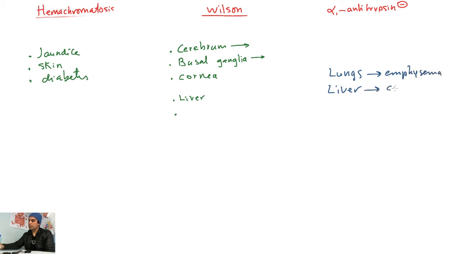In liver it will cause cirrhosis. So whenever you think of antitrypsin deficiency, you're going to think of two things: emphysema and cirrhosis, hepatic cirrhosis. This is more common in children. Now let me give you something as a differential diagnosis of this.